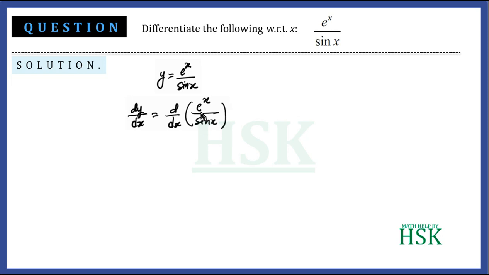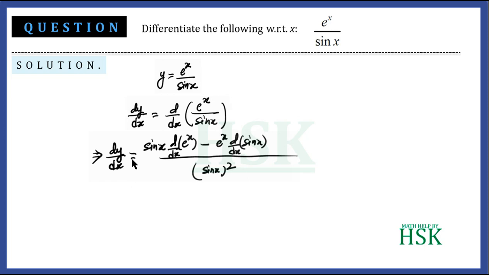Okay, so you can see that this function is in the form of a quotient of two functions, that is, it is in the form of a function divided by the other. So we are going to apply the quotient rule, and we can write dy by dx as equal to the denominator into the differentiation of numerator minus numerator into differentiation of denominator upon the square of denominator.